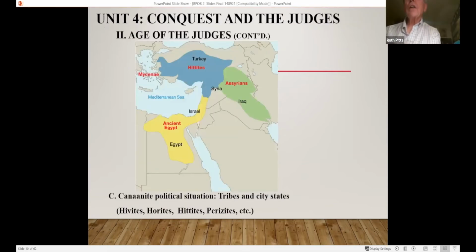Okay, conquest and the judges. You see Israel there. You see Egypt, where they've come from. Turkey is to the north, and you will see over and over again in the Old Testament, there's a list of peoples who occupy Canaan. And they'll talk about Canaanites and then almost always say Hittites next. So you have a lot of people coming from there. And you will perhaps remember that Bathsheba's husband was a mercenary soldier from, he was Uriah the Hittite.